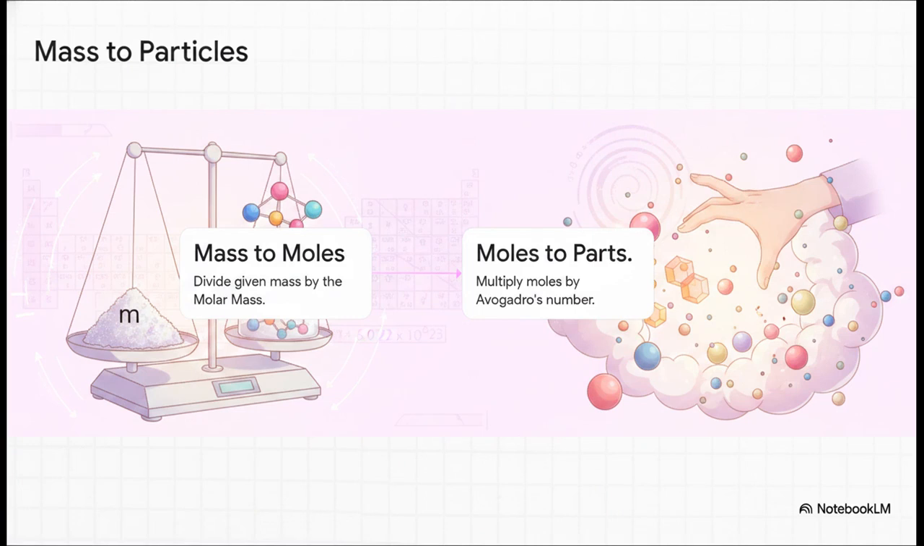To walk through the math practically, you're pretty much always going to use these 2 foundational steps. Step 1, convert your given mass into moles. You do this by dividing your starting grams by the molar mass you just calculated from the periodic table. Easy enough, right? Then step 2, convert those moles into actual particles. You just take that mole value and multiply it by Avogadro's constant. Just like that, you've successfully crossed the bridge.